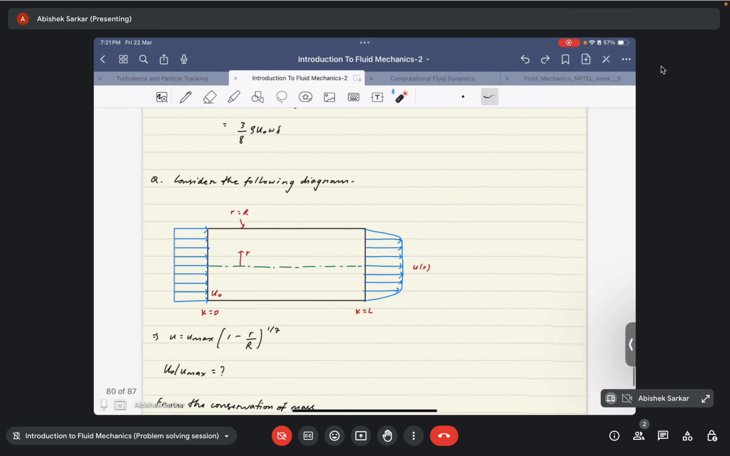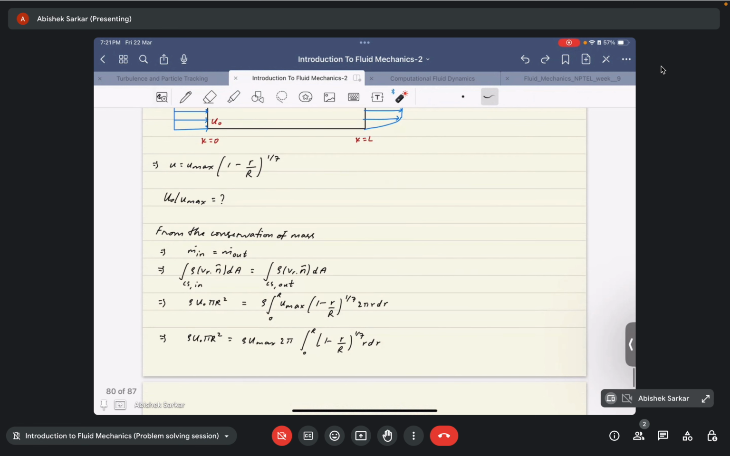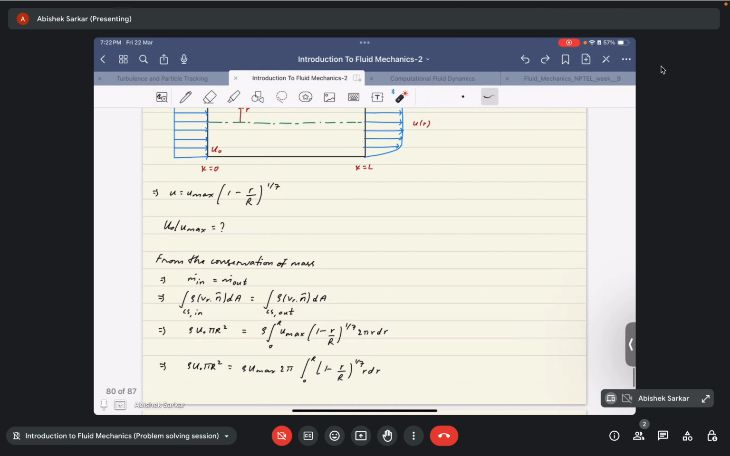So, the diagram we have discussed. As I told you, this is just the balance between the two mass fluxes in and out of the control volume. Since it's a pipe, we know the area that we are dealing with. So we would have the integral of rho V_r dot n cap dA at the inlet equal to the integral of rho V_r dot n cap dA at the outlet. Since the velocity profile is uniform at the inlet, the net mass flux is rho u naught into pi r square.